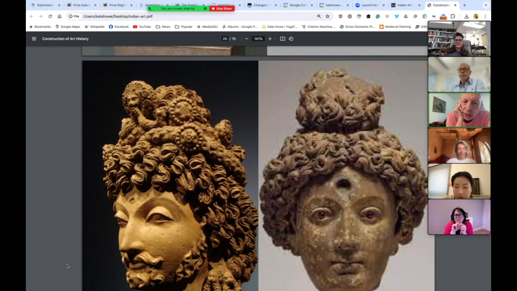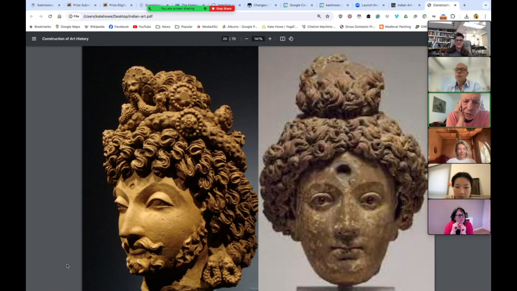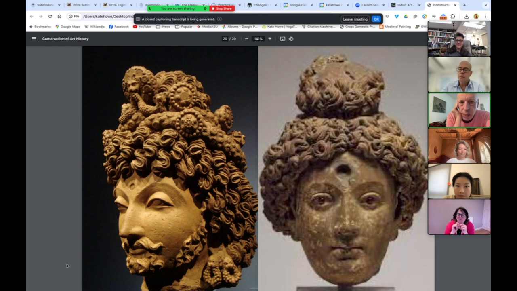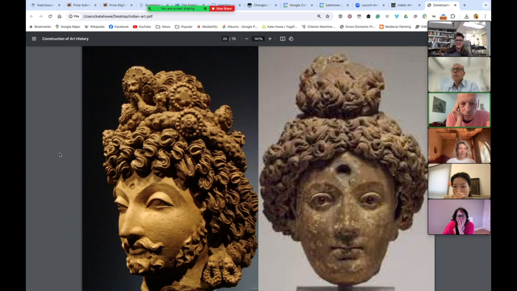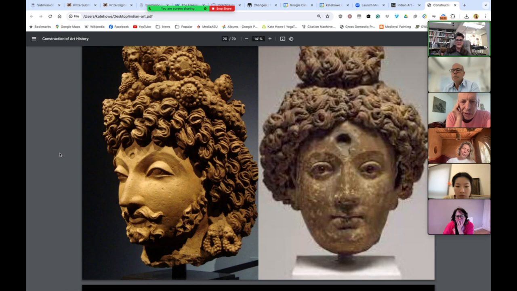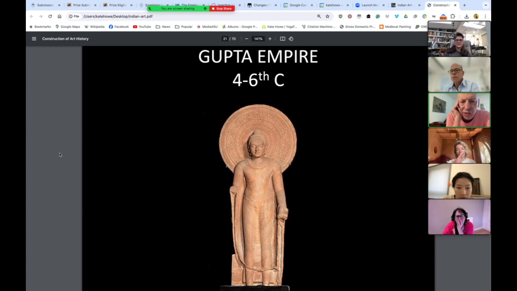It shows a sort of Greek influence on Indian Gandharan, this terracotta. You can see the glass eyes. These are bodhisattvas. The next great empire is Gupta. It's 4th to 6th century, and this is seen almost as the equivalent of a Renaissance of Indian art, the highest point. And this is a Central Indian depiction of the Buddha, sort of life-size.